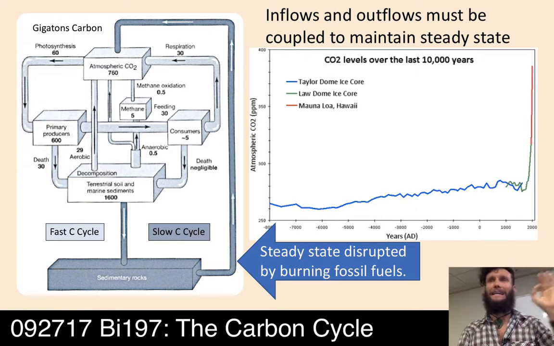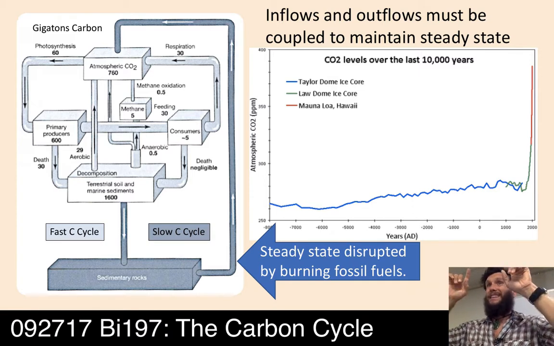So to maintain a steady state in those reservoirs, the inputs into a reservoir need to equal the output of a reservoir. Inflows and outflows must be coupled to maintain a steady state. The problem currently is that the inflow and outflow of carbon in the global carbon cycle has been decoupled, and we are not at a steady state any longer. That's basically by that blue arrow there, the steady state has been disrupted by the burning of fossil fuels. We've been taking a huge amount of carbon out of the geologic reservoir, these sedimentary rocks, which are fossil fuels. We burn it, we chuck the carbon dioxide up in the atmosphere, and that's throwing off the steady state with the carbon dioxide that's in the atmosphere.